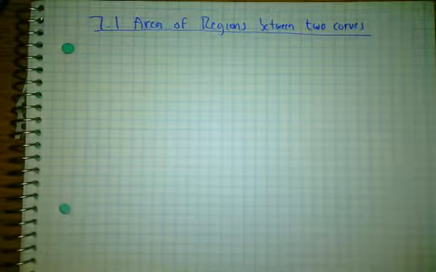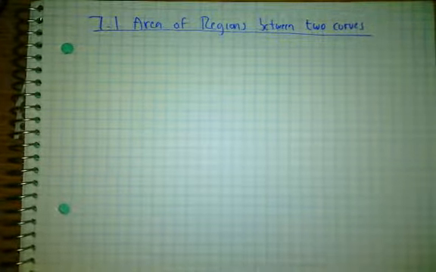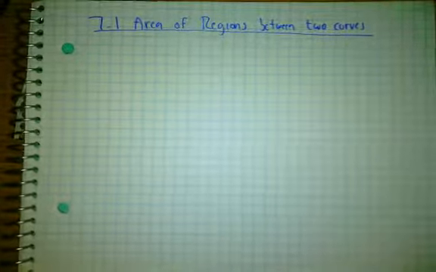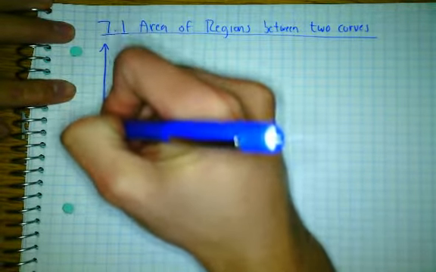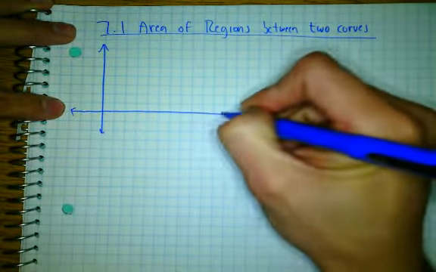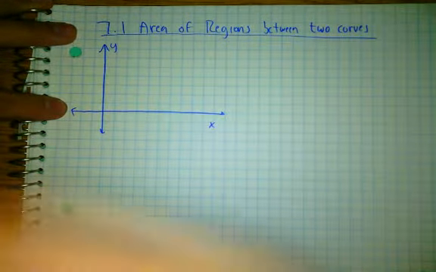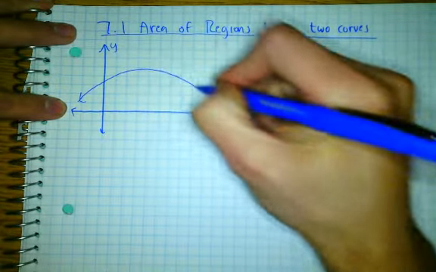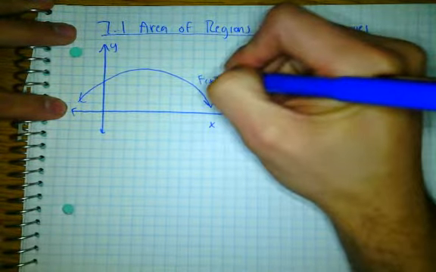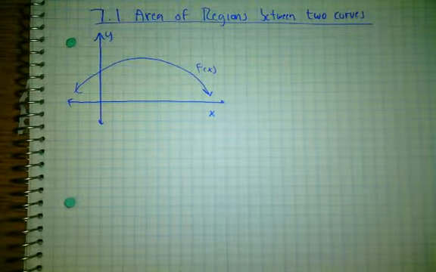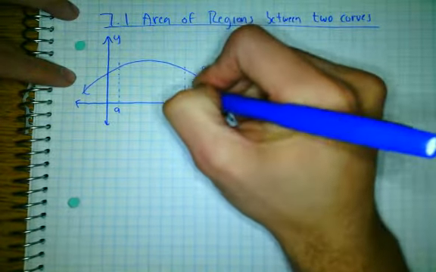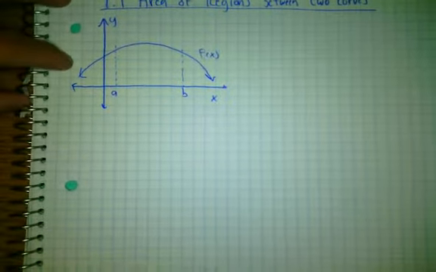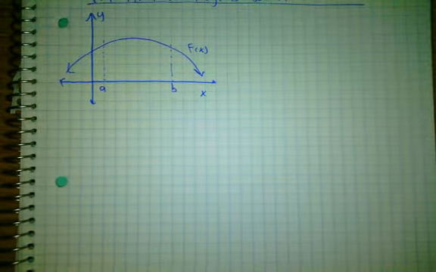Okay, so chapter 7, like I said, we're going to begin talking about area between curves today. I'm just going to start out with an example rather than jumping into a definition. So let's pretend that I have a curve, and here's my x and y axis. Let's say I have a curve that looks like that. I'm going to call that f of x. You okay with that? And then I'm going to have an interval from A to B.